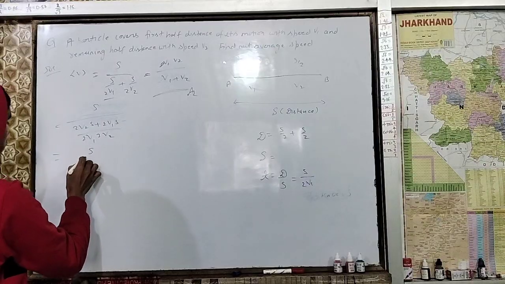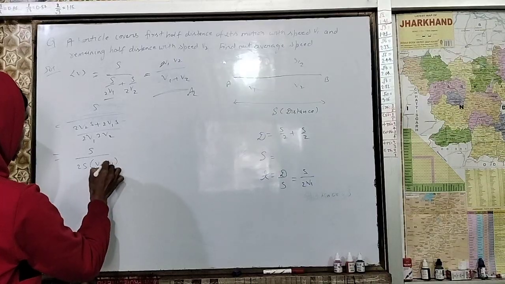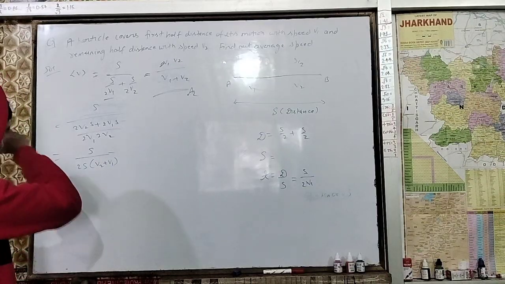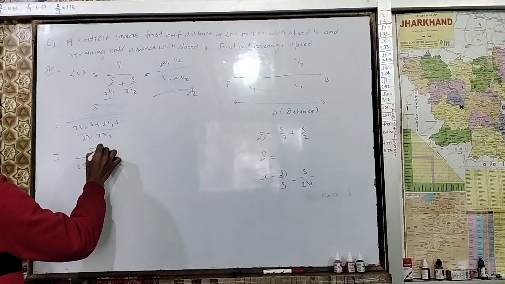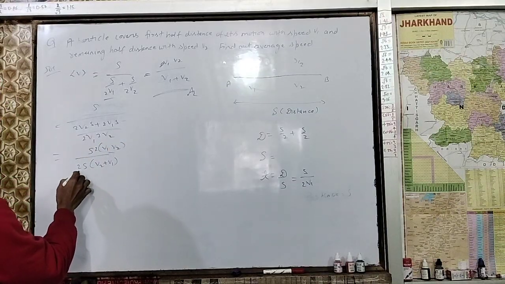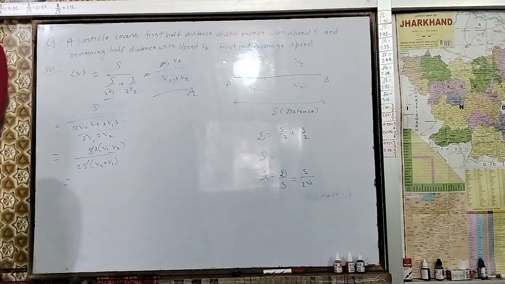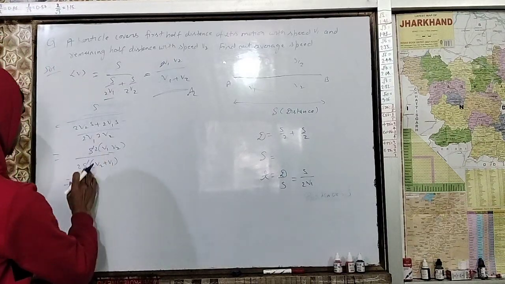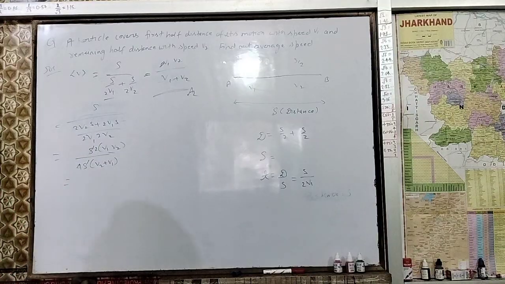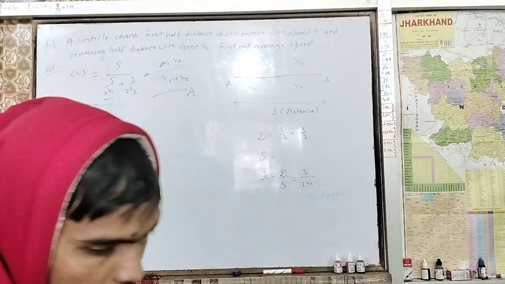So s, then 2s is common, v2 plus v1, and here 2 is common, v1 into v2. This s will cut to each other, and we will be left with 2 twos of 4. This will become 2 twos of 4. Something like this. Right now I am ignoring this calculation.